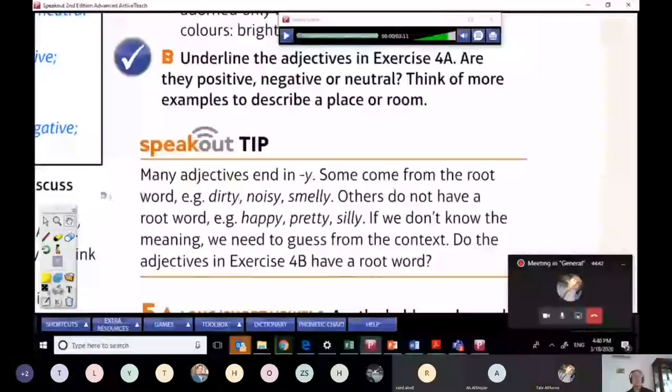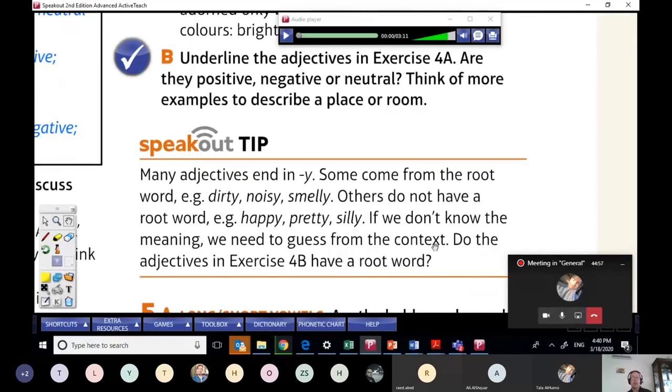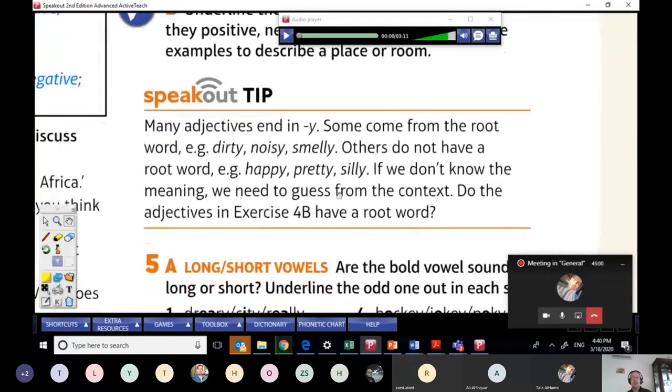All right, so many adjectives end in Y. Some come from the root word, like dirty comes from dirt, noisy comes from noise. Others do not have a root word, like happy, there's no word hap. Pretty, there's no word prit. So if you don't know the meaning, you can often just guess from the context.